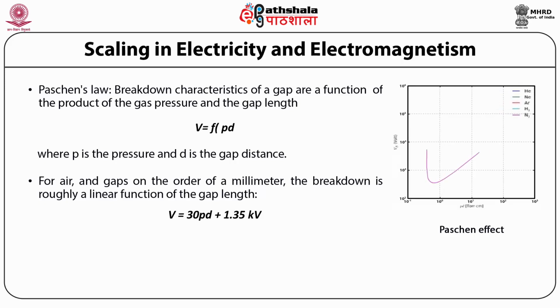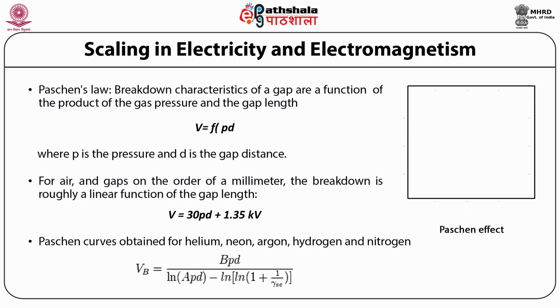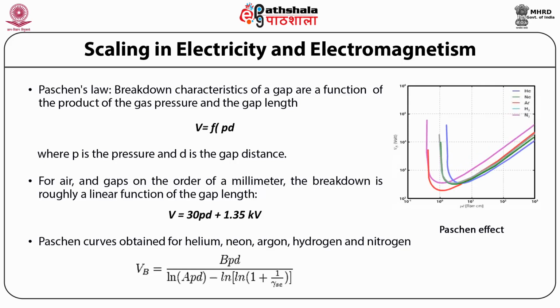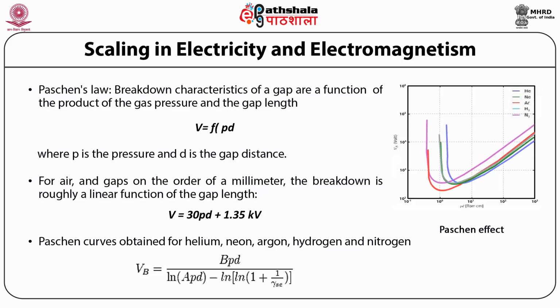The above linear empirical relation often breaks down, and the following empirical relation has been obtained by fitting the experimental data, that is VB is equal to B PD divided by ln of APD minus ln of ln of 1 plus 1 by gamma SE.